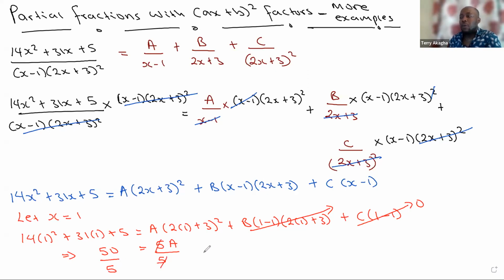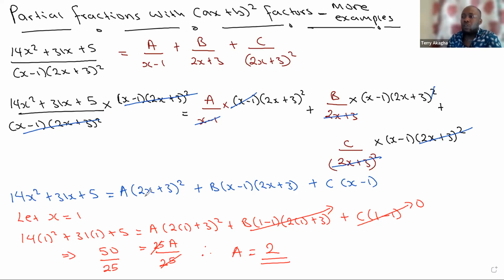So therefore, a will be equal to what? Sorry, this is 2 times 1 is 2, 2 plus 3 is 5, and 5 squared is 25. I beg your pardon, so it's 25, not 5. You have to square it. There's a square here, so it's going to be 25a. Divide both sides by 25. And therefore, a is going to be equal to 2.